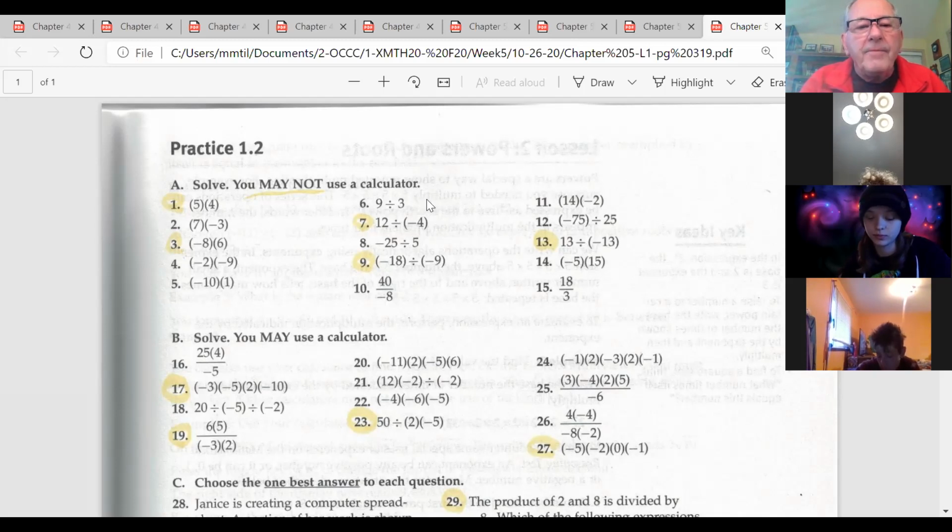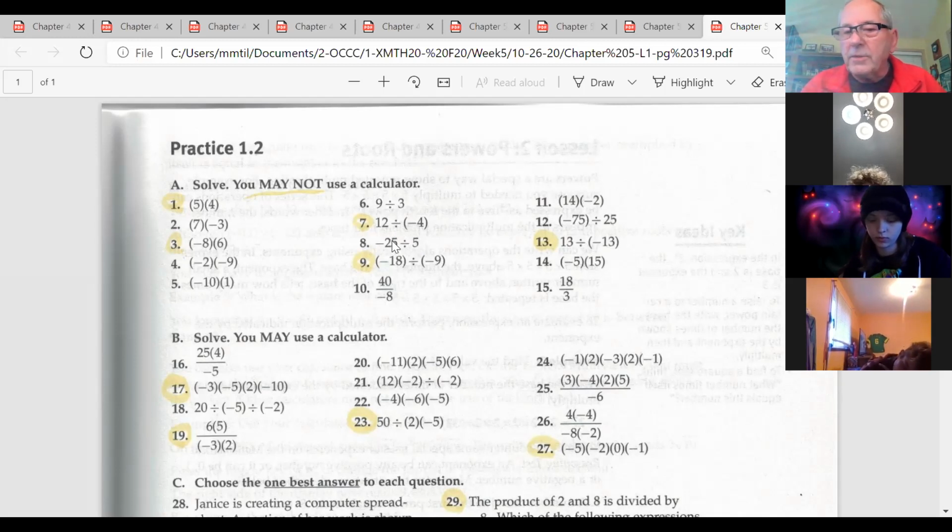Okay, Kathy, let's look at number 6. What's 9 divided by 3, and what's the sign going to be? It would be 3 positive. Very good. Emily, let's look at number 7. 12 divided by negative 4. What's the quotient of that and what's the sign? Negative 3. Perfect. Good job.